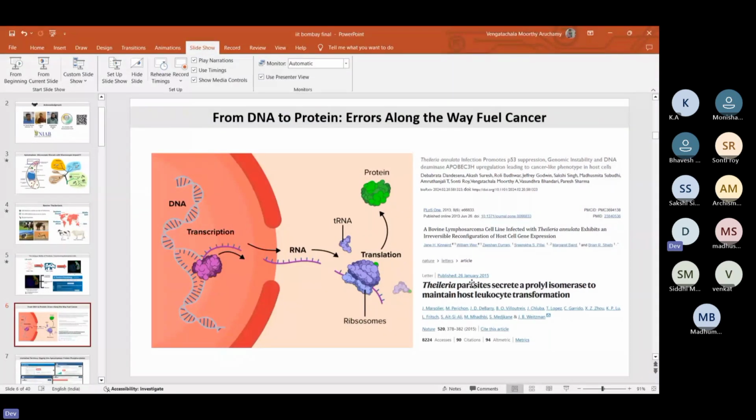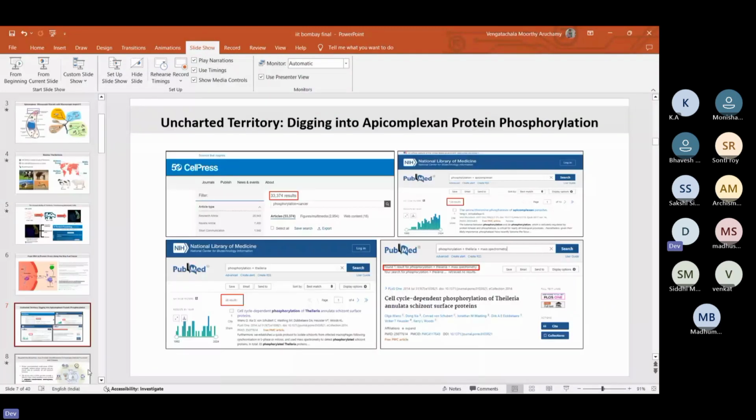However, the current mechanism that is most important in regulating all the activity of proteins is post-translational modification, which has not been thoroughly studied in Theileria. This is a screenshot I have taken from PubMed. If you go by the keywords phosphorylation plus cancer, you will find almost 35,000 articles. When it comes to Apicomplexa, the number drastically reduces to 128. And when you come to Theileria, the number is 36 at the level of individual molecules.